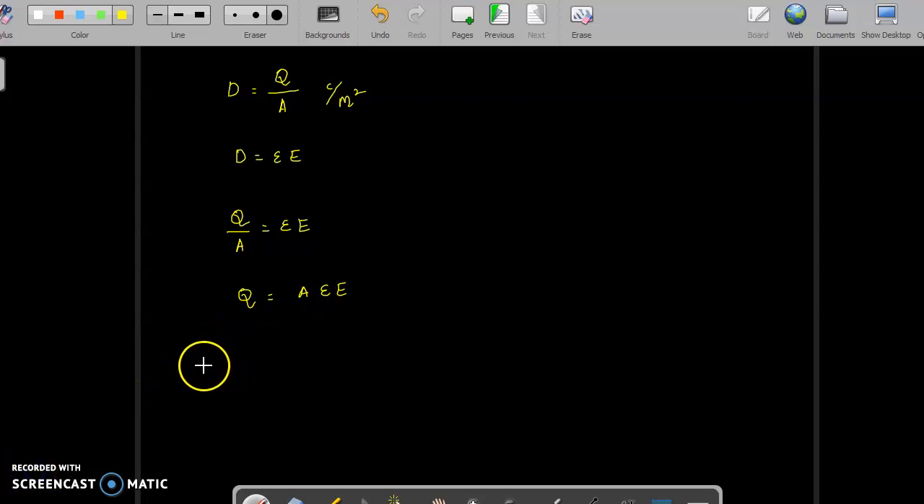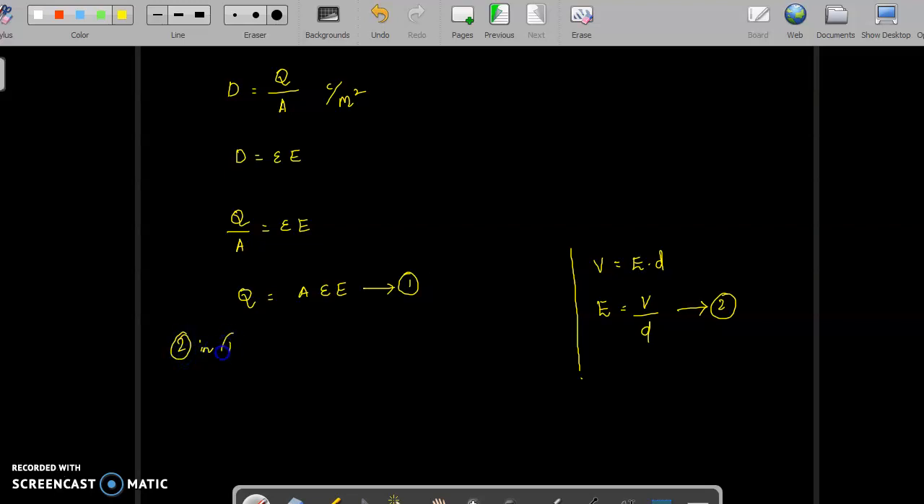The relationship of voltage and electric field: earlier we studied that the electric potential equals electric field times d. So the electric field becomes V by d. Now substitute the E here. Let's take this as expression number 1. This is number 2. Let us put number 2 in number 1.